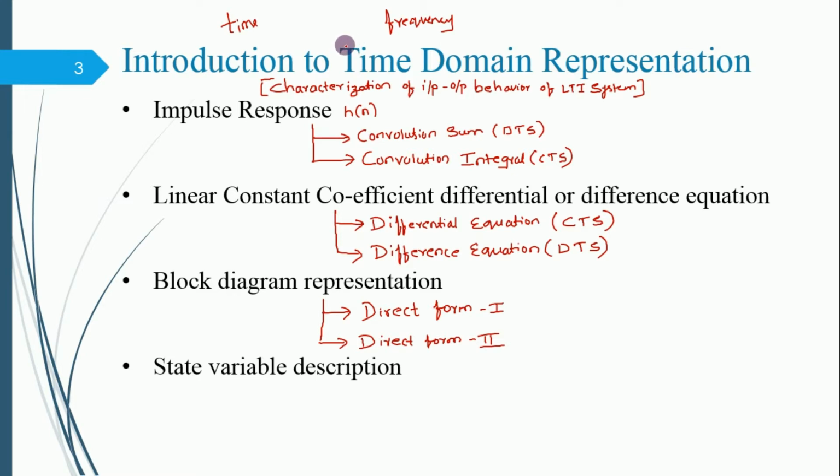But when it comes to diagrammatical representation, the time domain signals are represented with the x-axis as time and the y-axis as amplitude. Whereas in frequency domain, the x-axis will be represented as frequency and the y-axis is represented as amplitude. We call it gain or attenuation, normally in terms of dB. So these are the differences between time domain and frequency domain representation of signals.